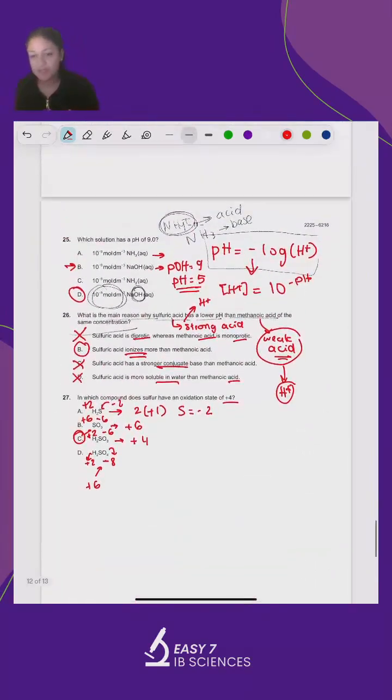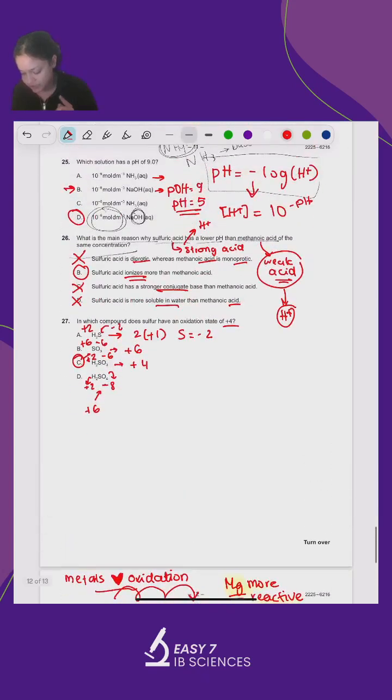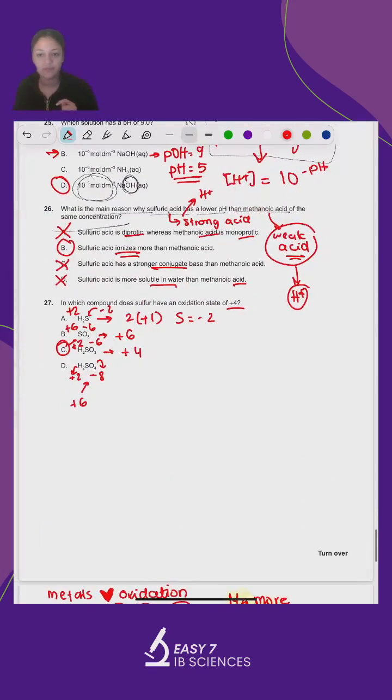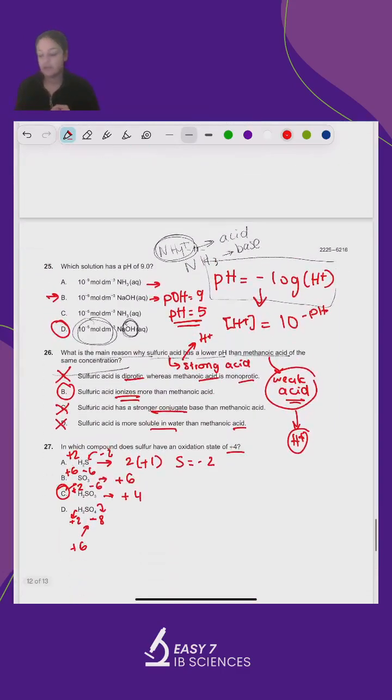Okay, someone asked for other questions after this one, which I honestly can't remember, but I think it might have been the oxidation state one and the balancing one, right? I think. Let me know if I'm wrong.